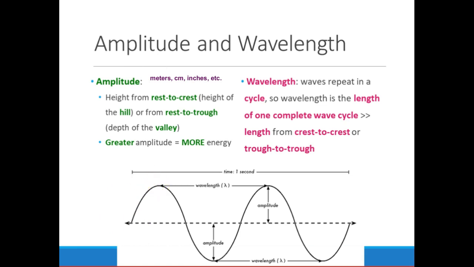Crest and trough are just points. They don't have actual measurements. Amplitude does. So that being said, the amplitude is going to be the height, how high it is, either from the rest to the crest, okay, rest being the equilibrium. So equilibrium can also be called the rest. So rest to crest, or the height of the hill, that's the amplitude.